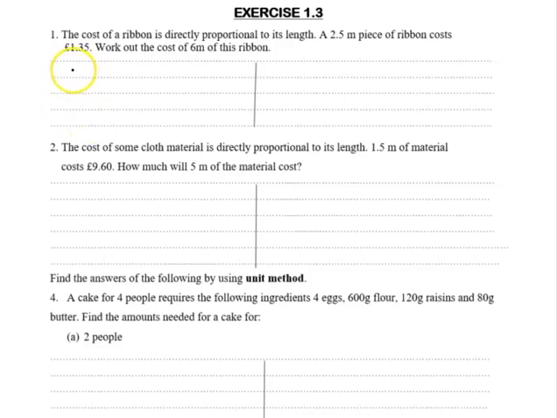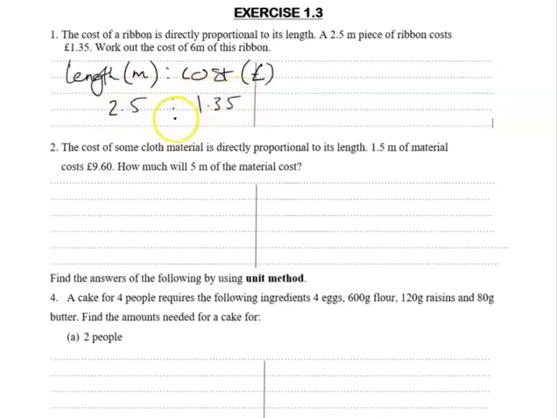So here we're dealing with the length and the cost, so we're going to label each of our columns. We have the length of the ribbon, which is in meters, and then the cost of the ribbon, which is in pounds. If the ribbon was 2.5 meters, it is going to cost us £1.35. Now we need to work out the cost of a ribbon which would be 6 meters in length. So we're going to write 6 here, and the cost, we don't know what it is, so we're going to write a variable, a letter, most commonly x.